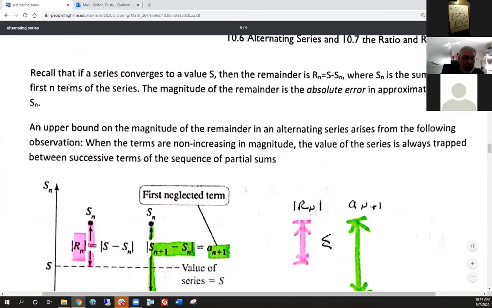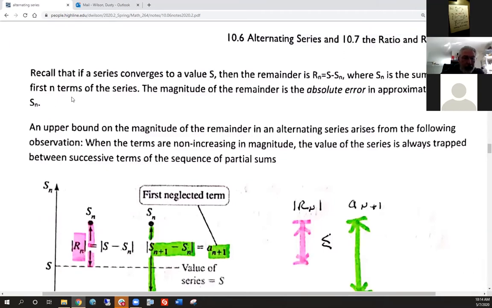All right. So recall that if a series converges to a value s, then the remainder, Rn, equals s minus Sn, where Sn is the sum of the first n terms of the series, such that the magnitude of the remainder is the absolute error in approximating s by Sn. So an upper bound on the magnitude of the remainder in an alternating series arises from the following observation. When the terms are non-increasing in magnitude, the value of the series is always trapped between successive terms of the sequence of partial sums.